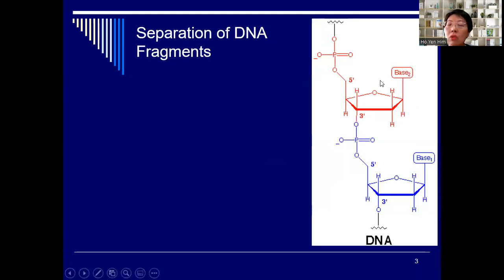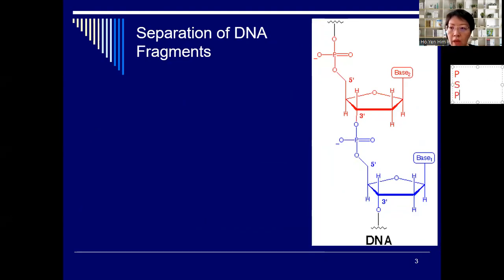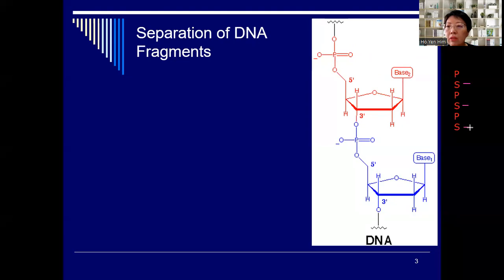So why can we separate DNA in the gel? It's because, you know, the structure of DNA is made up of sugar, phosphate, and nitrogenous base. So we have phosphate, sugar, phosphate, sugar, phosphate, sugar in the DNA, and then the bases are joined to the sugar, right? This is how they are arranged in the polynucleotide strand. These are the nitrogenous bases.